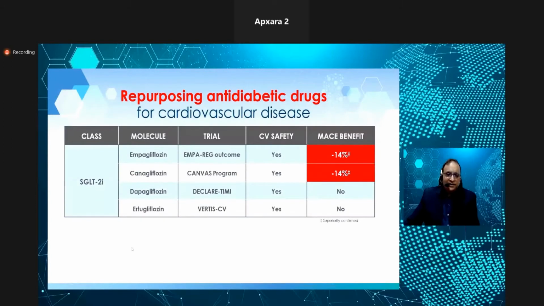What about SGLT2 inhibitors? In Malaysia, we have empagliflozin, canagliflozin, dapagliflozin, and more recently, ertugliflozin. They have large studies, and basically, two have shown MACE benefit, empagliflozin and canagliflozin. So that's a rationale for incorporating these drugs into the study.